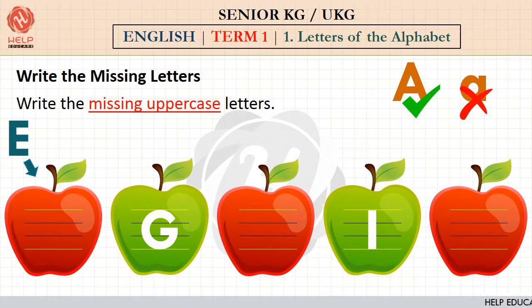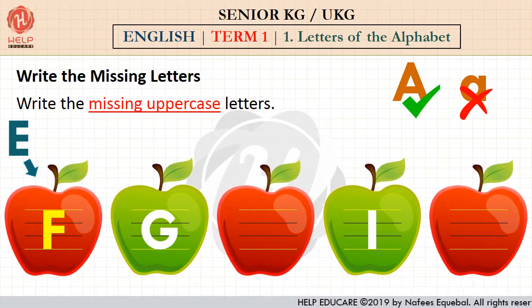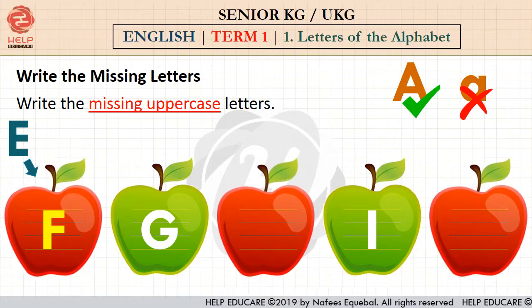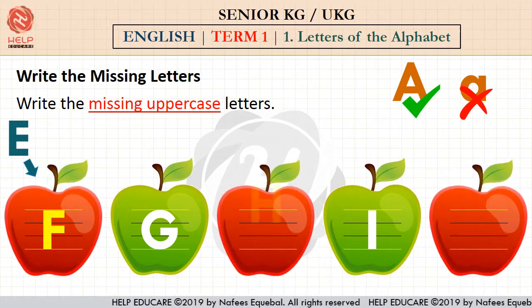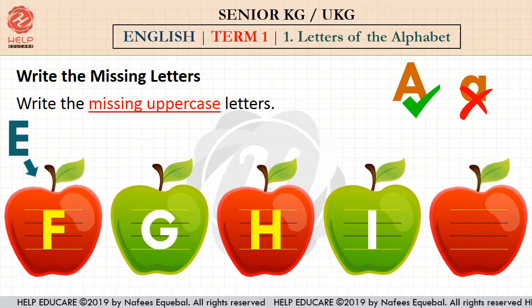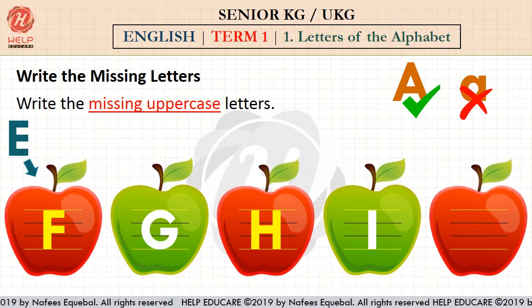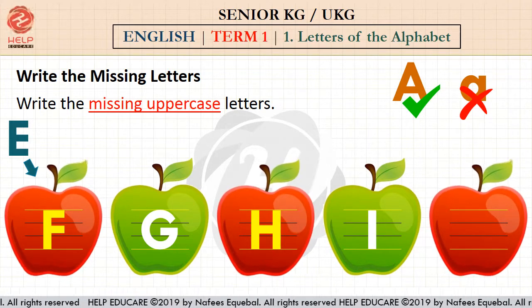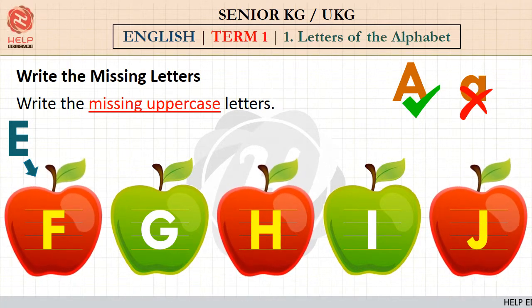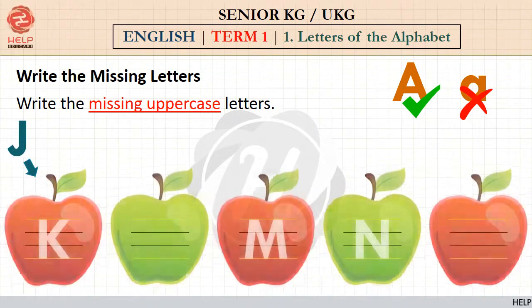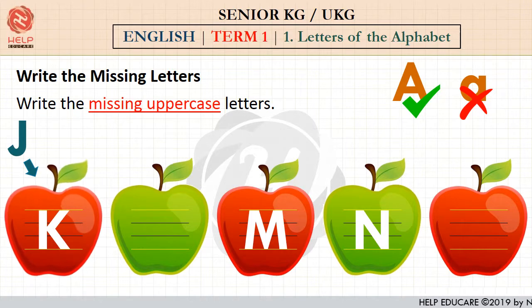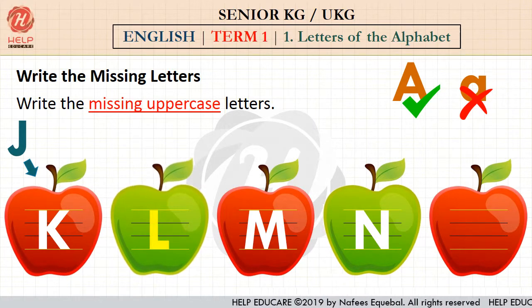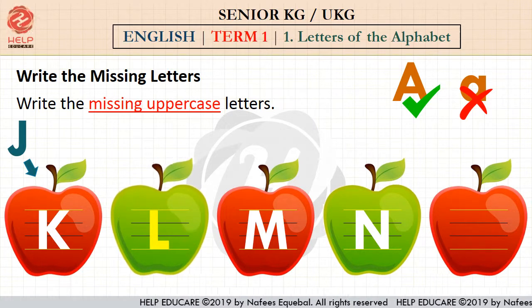Now, F comes after E, put the same on the apple. G comes after F, which is already written on the apple. H comes after G, put the letter H on the red apple. I comes after H, which is already written on the apple. J comes after I, so put the letter J on the red apple. Now K comes after J, which is already there on the red apple. What comes after K? Right, L comes after K. So put the letter L on the green apple.